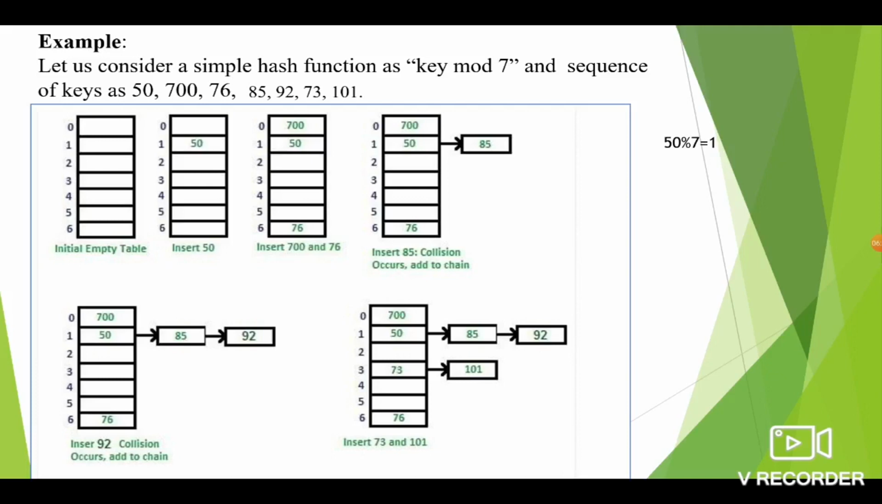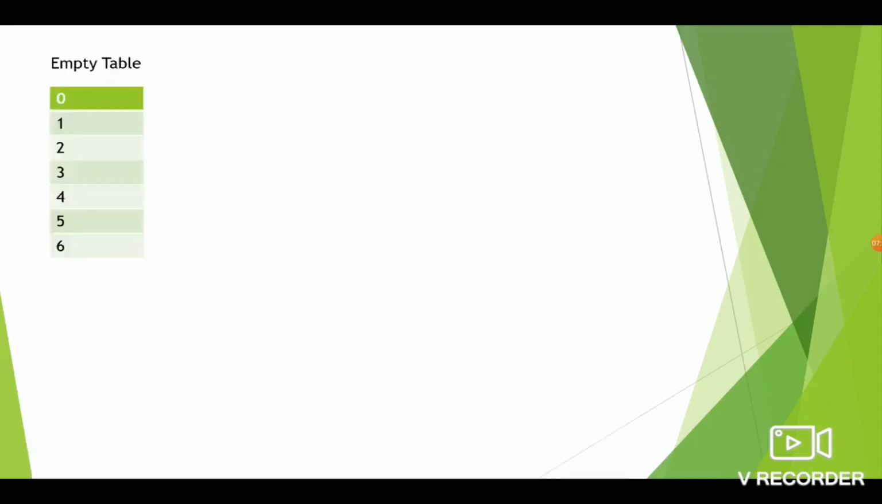So see in the next figure, again I am inserting 92. So it is colliding with the element 50. So that's why 92 is inserted as the new node in that list. Okay, so see the figure, we have the empty table.